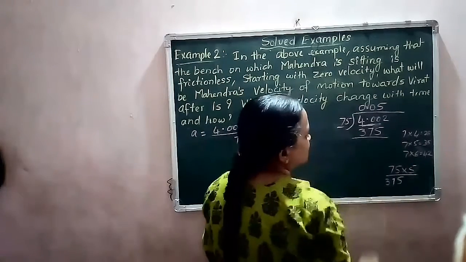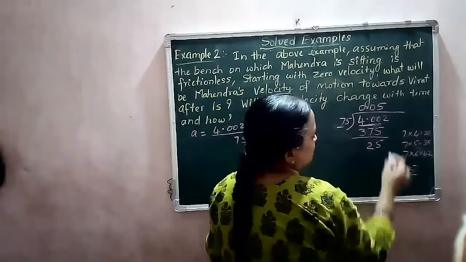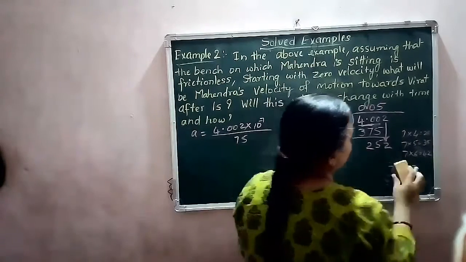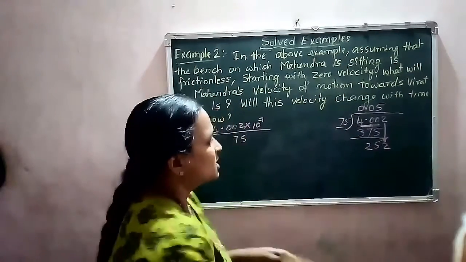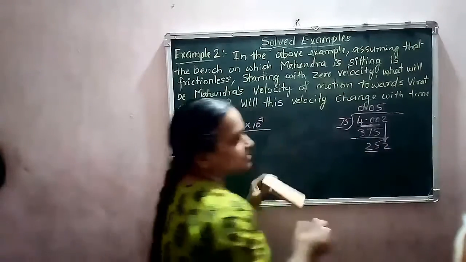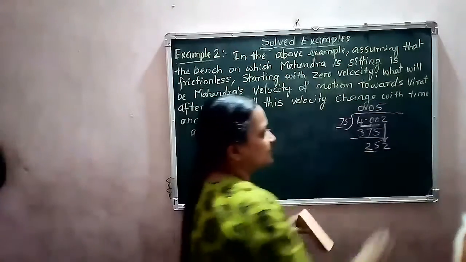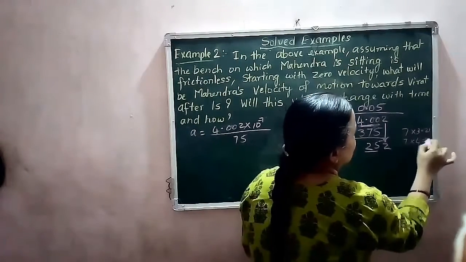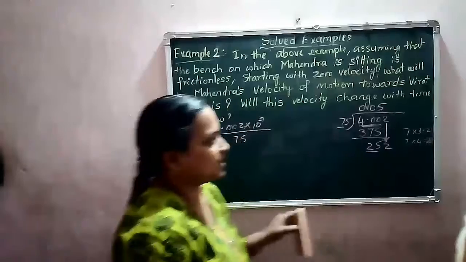Now subtract this one. You are getting 10 minus 5 is 5, 9 minus 7 is 2, 25. Now take these 2 here. You are getting 252. Again, take 7 and 25 once more. 7 3s are 21, 7 4s are 28. 28 is greater than 25. So we are taking 3.